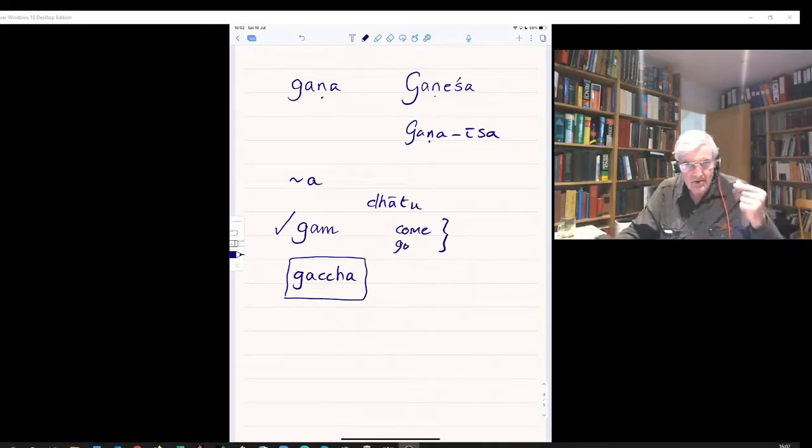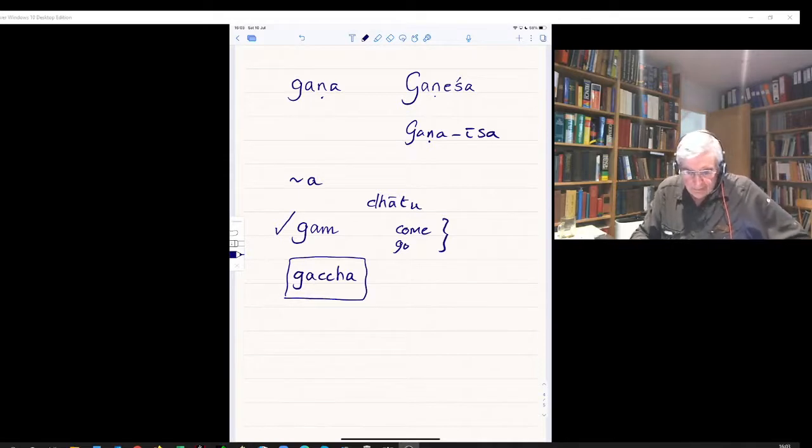throughout the whole of what is known as the present system. In other words, that's the present tense as such, the imperative, the optative, and the imperfect. So once you know the root is gam, the present stem is gaccha, then you've got the entire present system, which is the vast majority of all instances of verbs in classical Sanskrit, based on the present system.